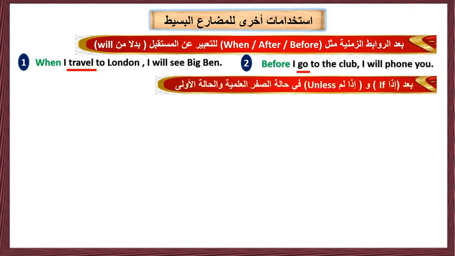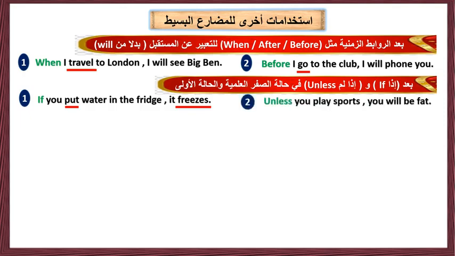After if, and unless, in the zero conditional and the first conditional sentences. Example 1. If you put water in the fridge, it freezes. Example 2. Unless you play sports, you will be fat.